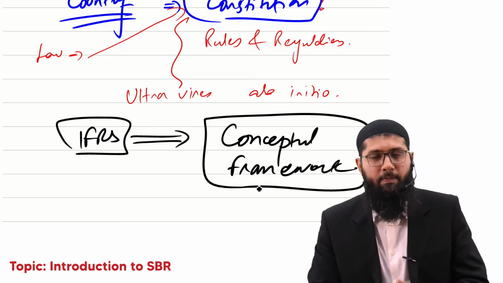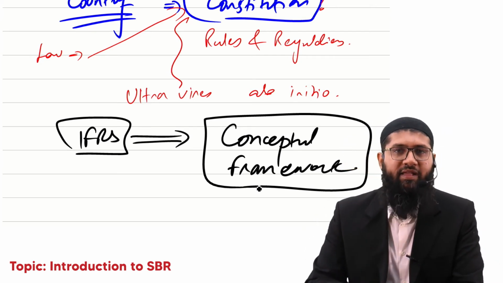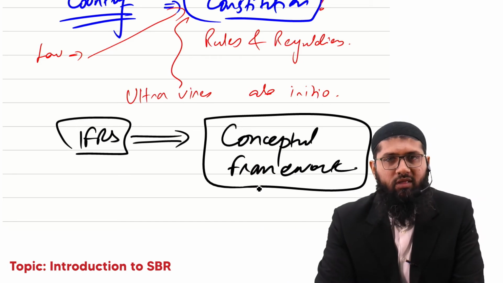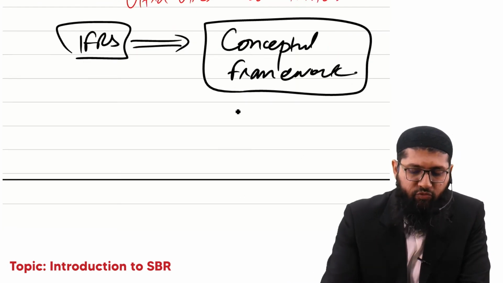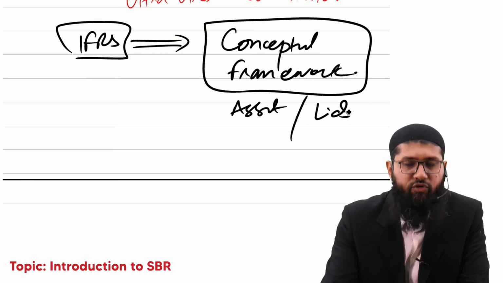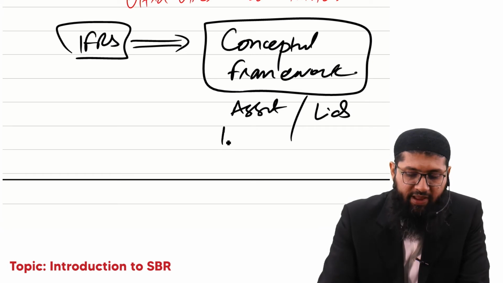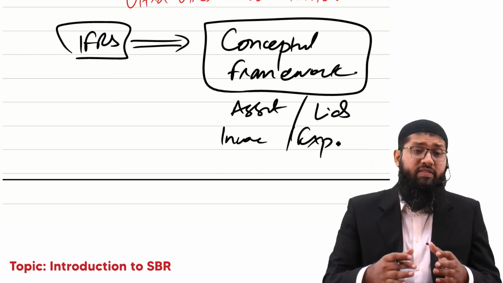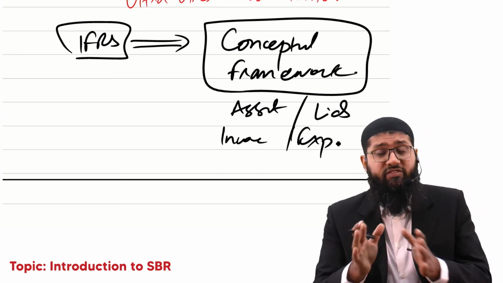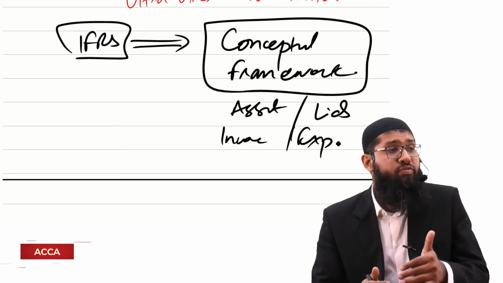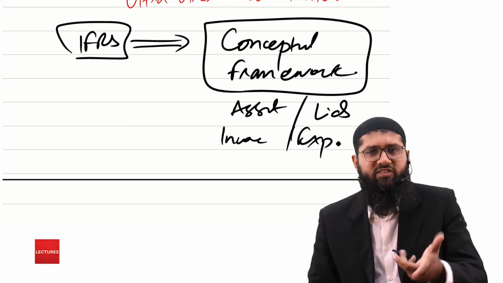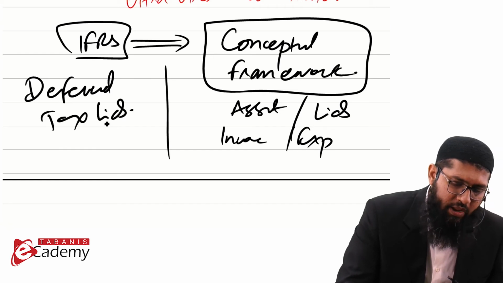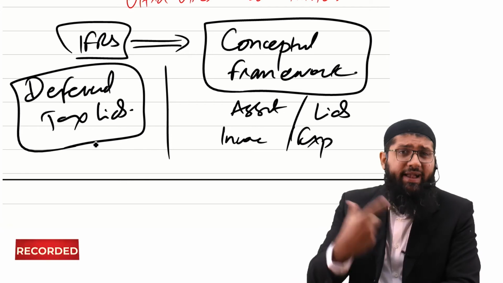Now, there is a problem. The accounting standards were developed earlier and the conceptual framework was developed later on. The conceptual framework defines what an asset is, what a liability is, what an income is, and what an expense is. But there are a few accounting standards which define certain assets and liabilities differently. They do not match the conceptual framework's definitions. For example, the deferred tax liability does not meet the definition of a liability, yet it is recognized.